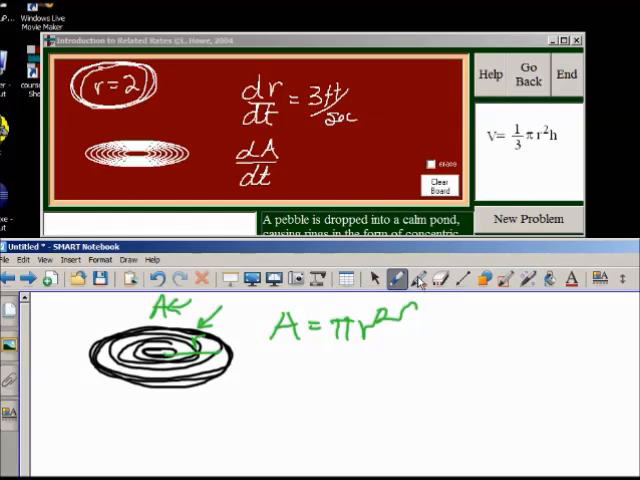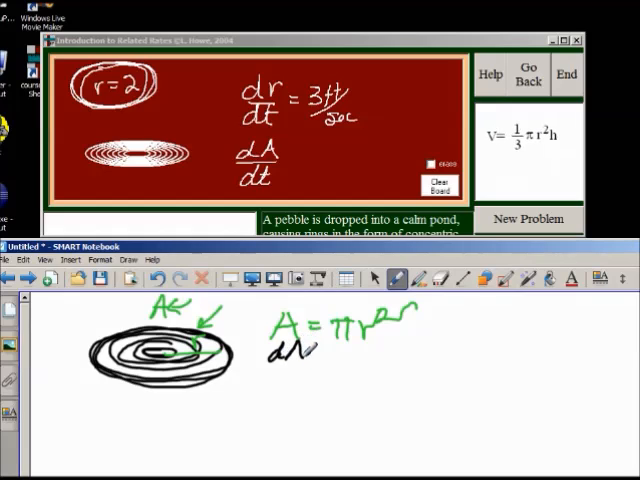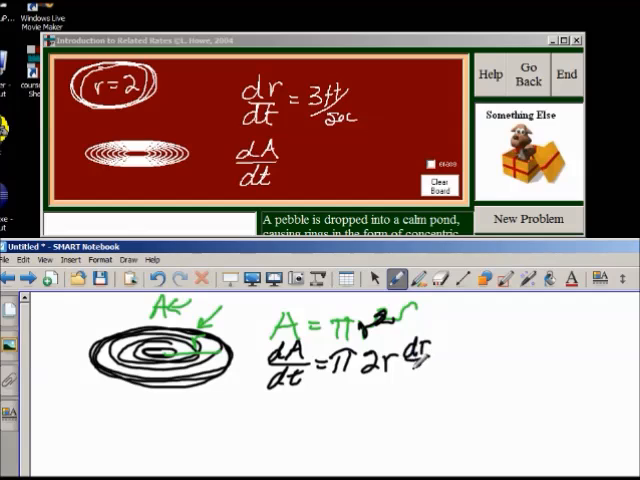Now we need to take the derivative of this, A equals pi r squared, with respect to time. The derivative of area with respect to time is dA/dt. The derivative of the other side, since we have an r squared here, is going to require some chain rule. Pi is a constant, so we put pi, and the derivative of r squared is 2r dr/dt, because we're taking the derivative with respect to time, and a rate is not time.